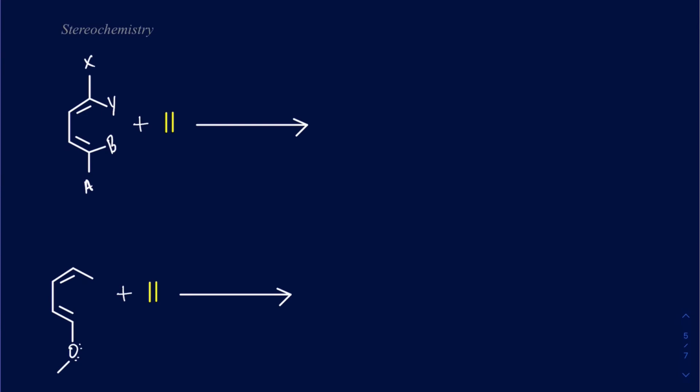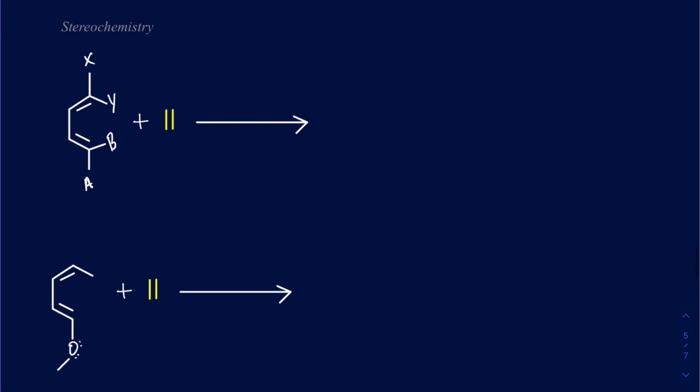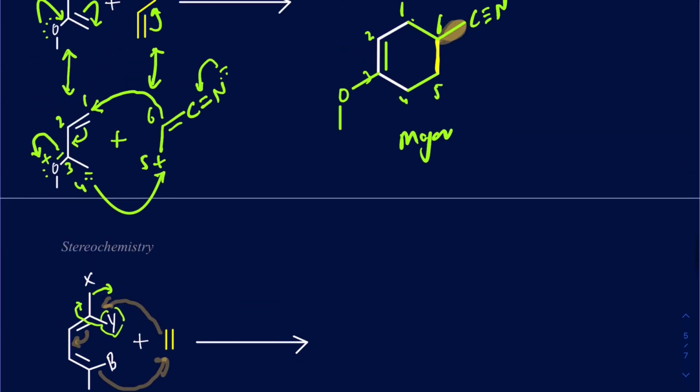Let's talk about the stereochemistry. If I have different groups on this diene, like I have X here, Y here, and A here, and B here, when this attack really takes place, it really attacks from the bottom. So when it attacks from the bottom, like this is going to attack here, this is going to come down here, and this is going to come down here. So when that happens, this Y actually gets rotated to come on the top, and this X goes behind the wall. So that's how it's going to look like.